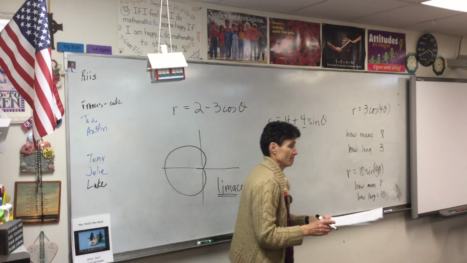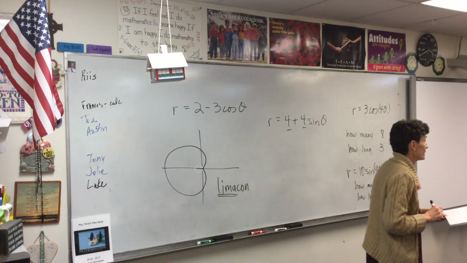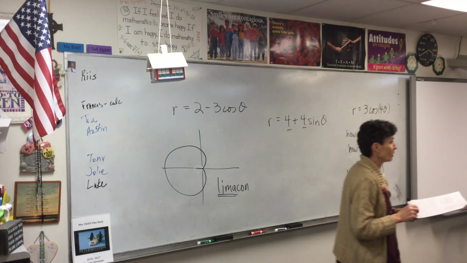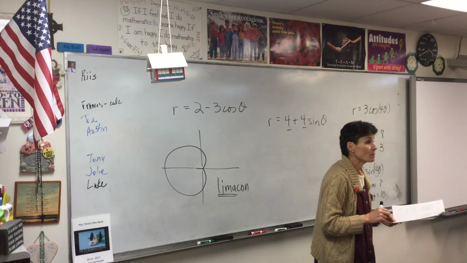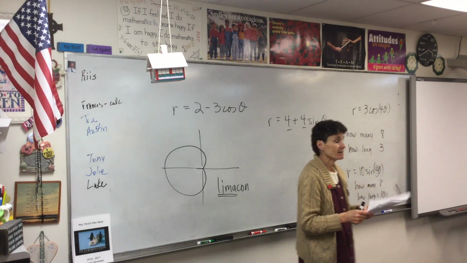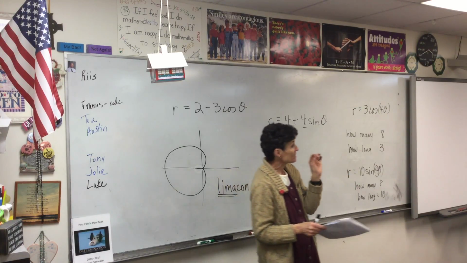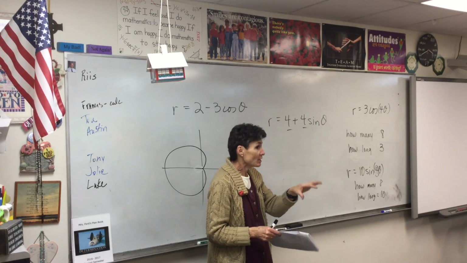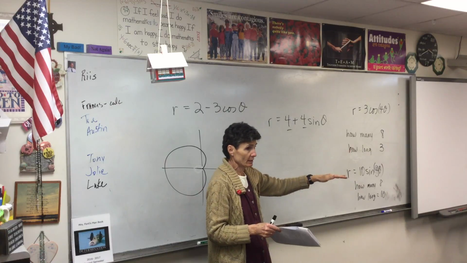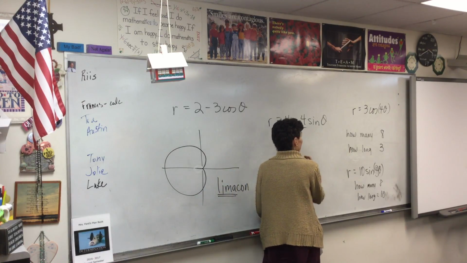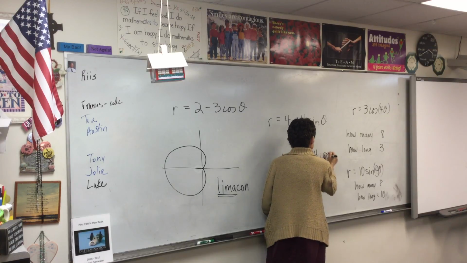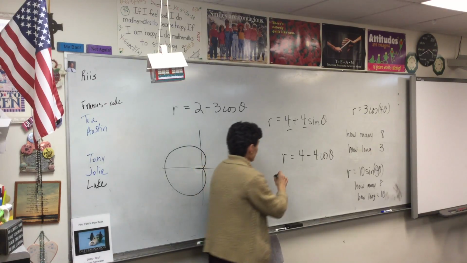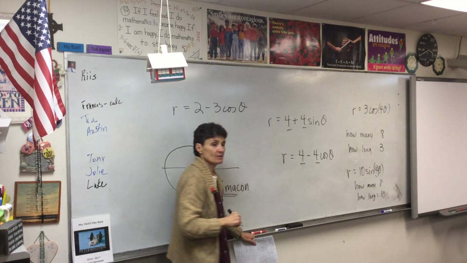So look at problem B. Will problem B be a cardioid? No, because you have a 2 and a 3. But will problem D be a cardioid? Yes, because we have a 3 and a 3. They can be plus or minus, doesn't matter. If the numbers match, you have a cardioid. So I could give you a quiz question. No calculator. I could say r equals 4 minus 4 cosine theta. Cardioid or not? And you would say yes, because these two numbers are the same.